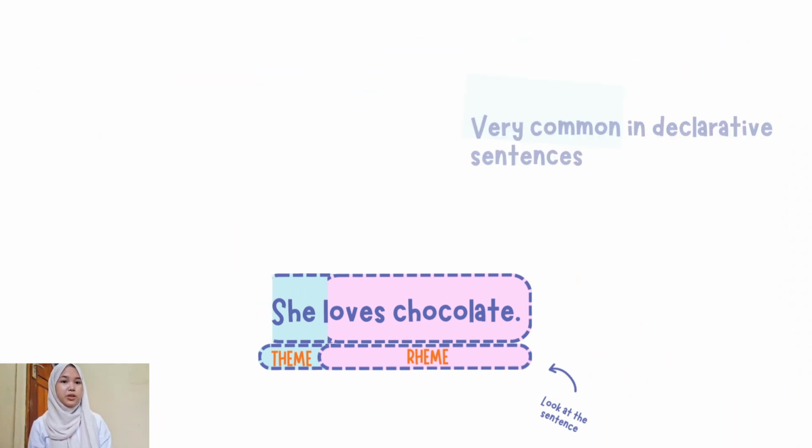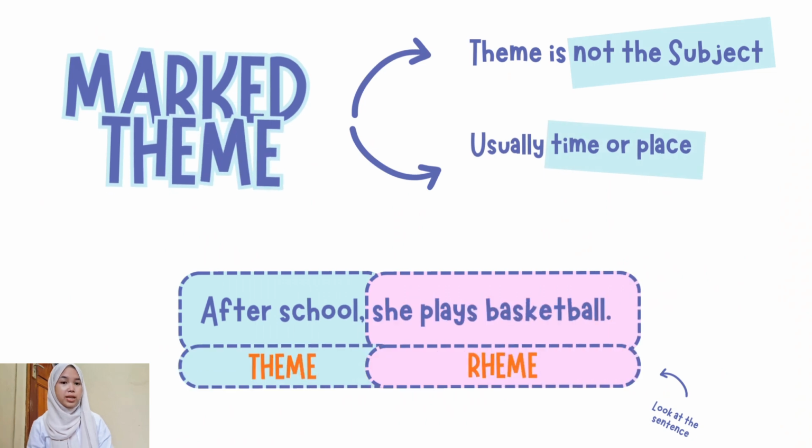Usually, a marked theme shows time, place, or condition, and it is placed at the beginning of the clause to give emphasis. For example, in the sentence, after school she plays basketball, the theme is after school. This theme shows time, not the subject. The subject of the sentence is she, but it comes after the theme because the theme is not the subject. The sentence has a marked theme. Marked themes are often used when the speaker wants to highlight certain information such as time or place.